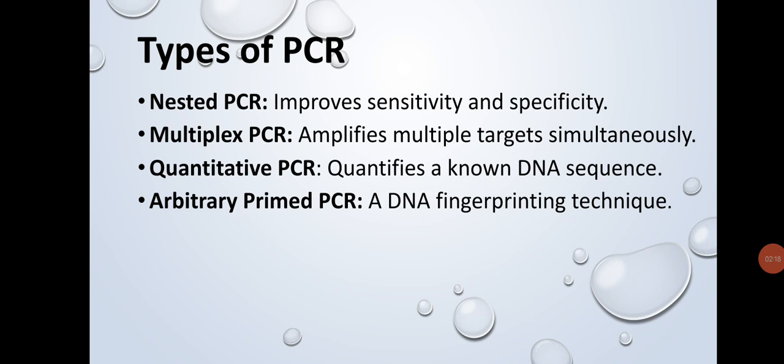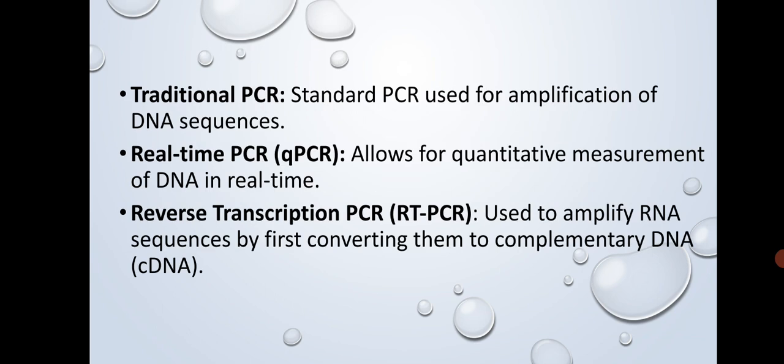Next, if we talk about its types, nested PCR improves sensitivity and specificity. Multiplex PCR amplifies multiple targets simultaneously. Then quantitative PCR quantifies DNA sequences. Arbitrary primed PCR is a DNA fingerprinting technique. Then traditional PCR is standard PCR used for amplification of DNA sequences.